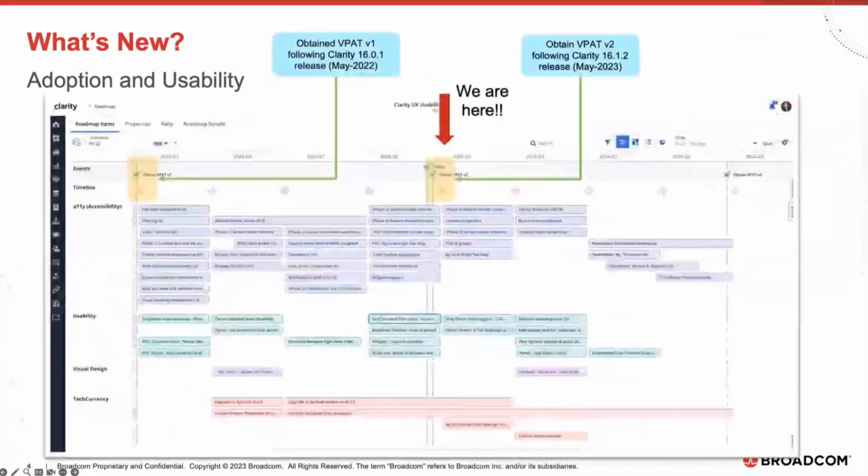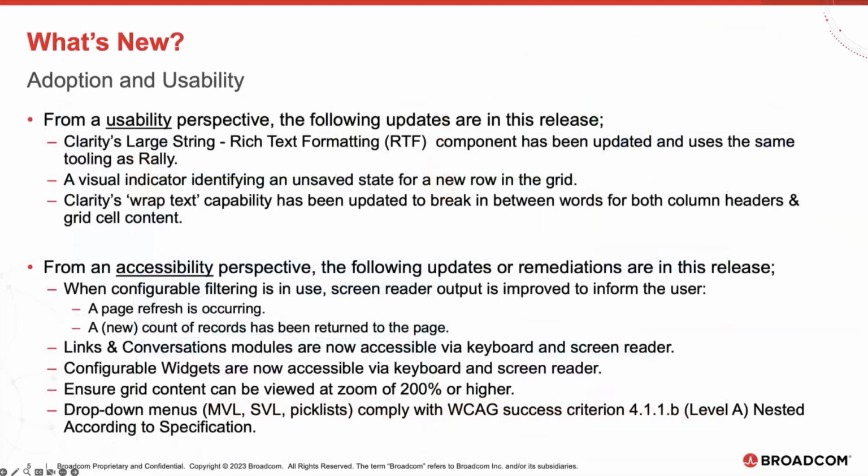It should also be noted that Clarity's accessibility effort is never truly complete, but we have a roadmap in front of us with a near-term target to obtain a second VPAT, or I call it our version 2.0 VPAT, based upon Clarity 16.1.2, which is to be released in May of 2023. And you can also see that we have several items prioritized for the next development cycle that simultaneously initiates in May of 2023. So what's new?